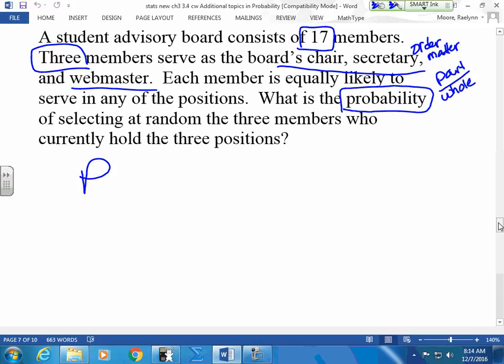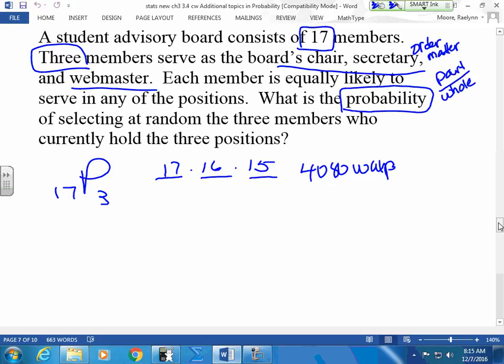How many do I have to choose from? 17. How many do I want? 3. It's the same as if you laid out your 3 lines and said 17 times 16 times 15. So in your calculator, you're going to lay this out. And this is going to become 4,080 different ways that I can set up a chair, a secretary, a webmaster.